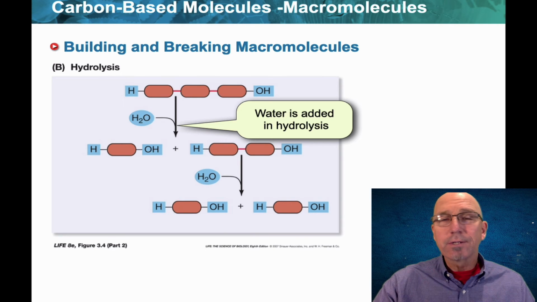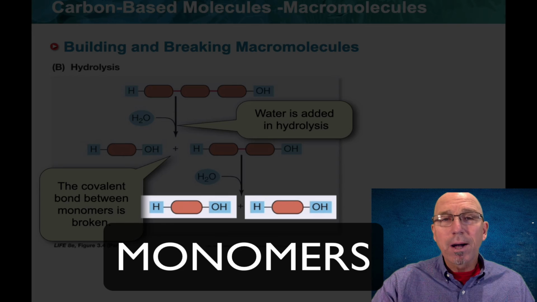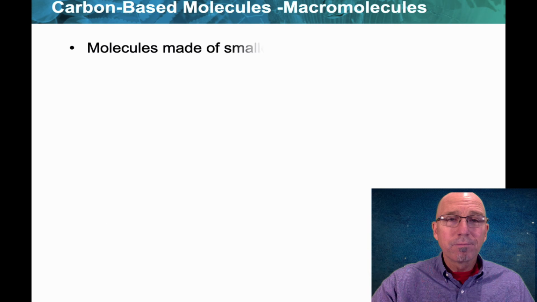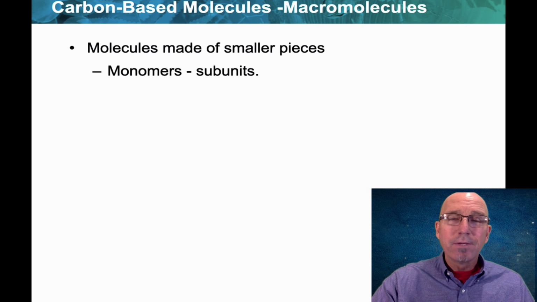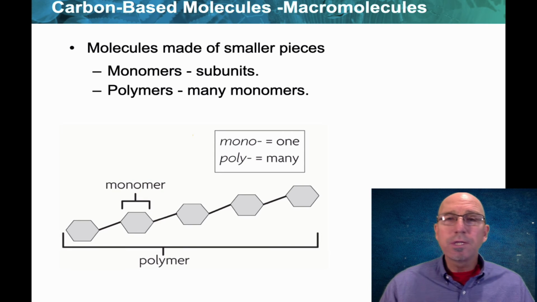When water is added, that's called hydrolysis, and then we form covalent bonds between the oxygen and the hydrogens in making those monomers again. So it's a cycle. We put monomers together to make polymers, and we break apart polymers to make monomers. All right, so that's how that works. If we look at these monomers, those are the subunits. Polymers are many monomers. Here's a picture of one. You can see these hexagons. Those are individual monomers, and they're all stuck together to make a polymer.